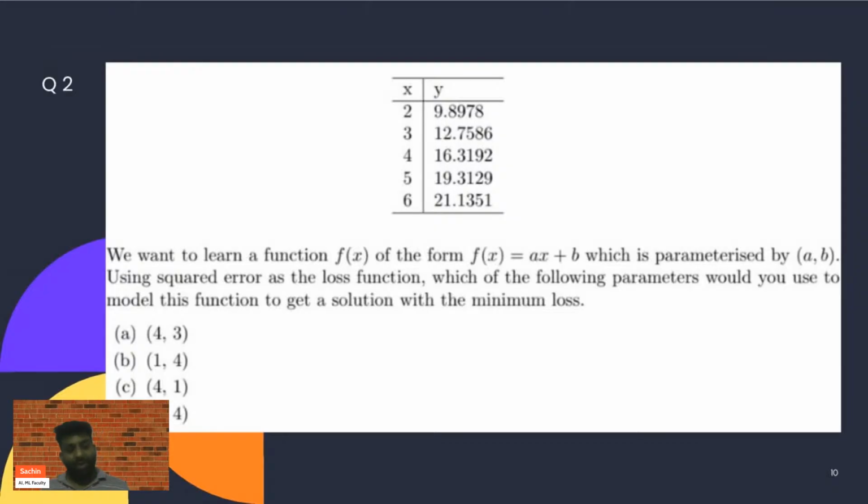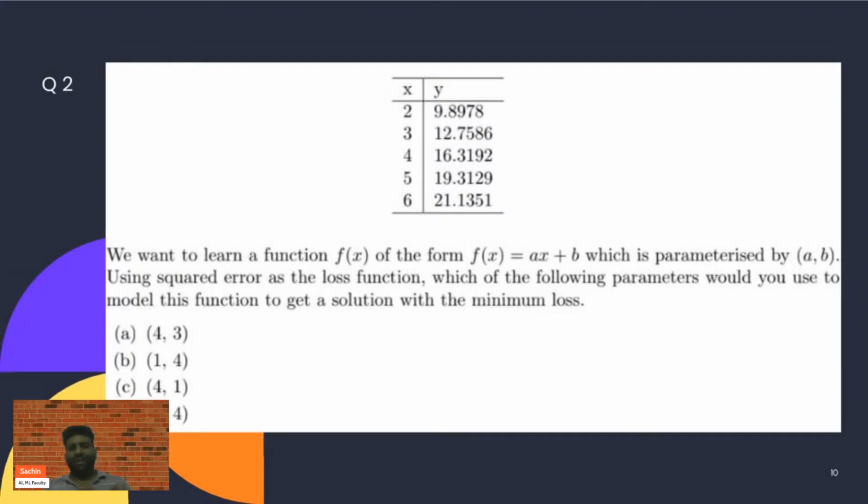Now I would like you to think about this. Can you see some relation between x and y directly? Do not use a pen and paper, just think about this. In front of 2, there is 9. In front of 3, there is 12. In front of 4, there is 16. In front of 5, there is 19. In front of 6, there is 21. What do you think is going to happen over here?